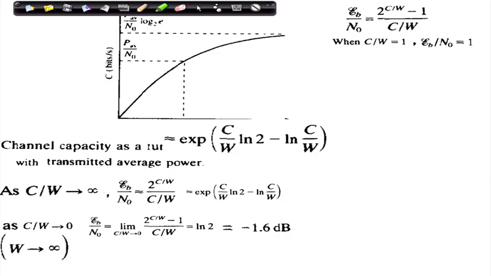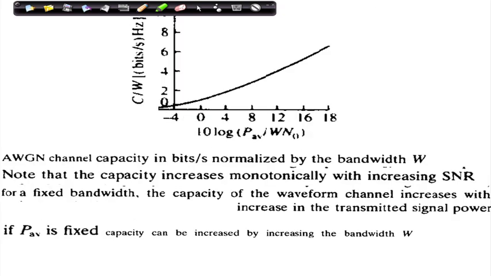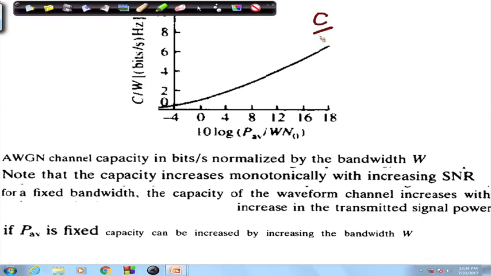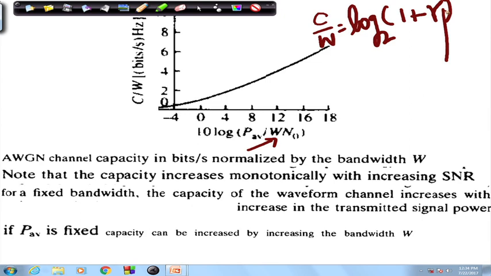So, now using this expression we could study the impact on channel capacity given a particular bandwidth W. What we have over here is the expression C upon W is equal to log base 2 of 1 plus gamma. Gamma is the x axis, given in dB. It tells you that as you keep on increasing signal to noise ratio, your capacity or spectral efficiency increases.